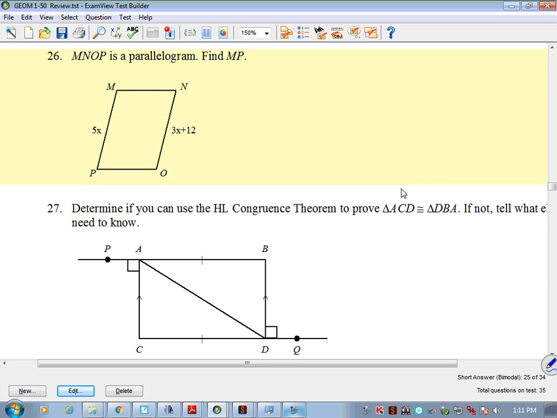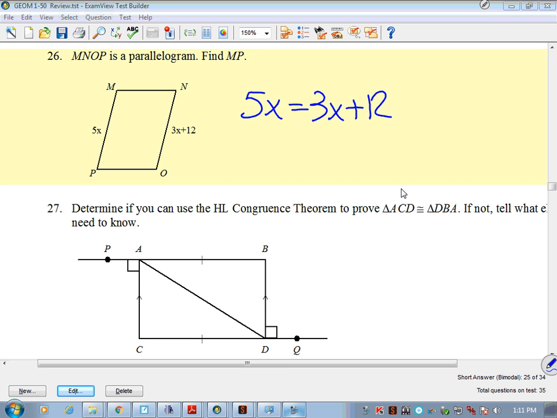26. NLP is a parallelogram. Find MP. It's right there. We found it. What do I know about the relationship of opposite sides in parallelograms? They are congruent. Thank you. So 5x equals 3x plus 12, correct?